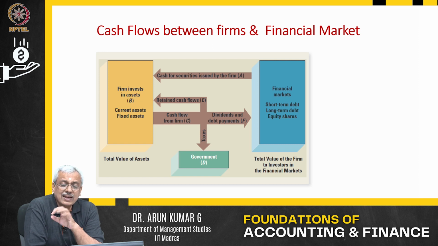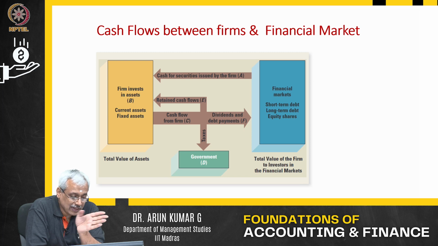That is money coming through the financial markets from the investors, who invest in the form of equity, debt, whatever it is. The primary market is the financial market. They invest money into the firm, and that is where cash gets into the firm.